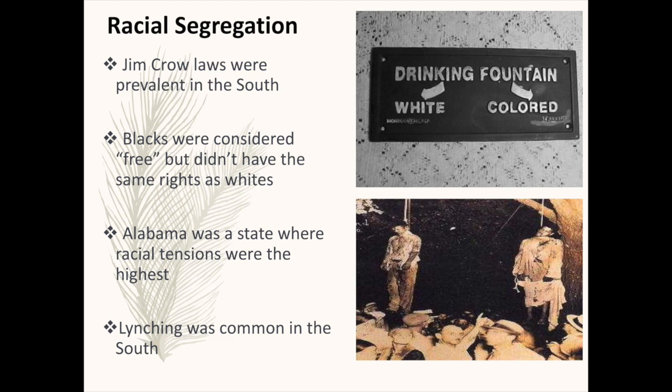Jim Crow laws are what led to that widespread segregation in the South, which ensured that blacks and whites were really kept truly separate, whether it was at drinking fountains, at stores, at school, at church. Those were all things that were segregated.